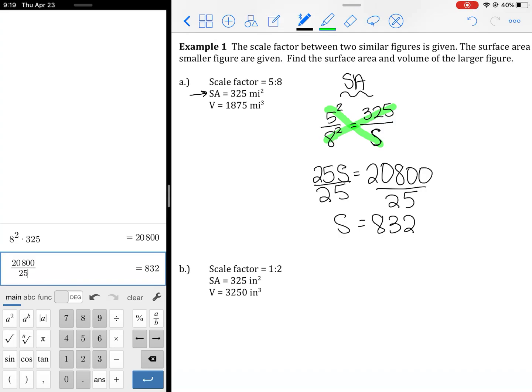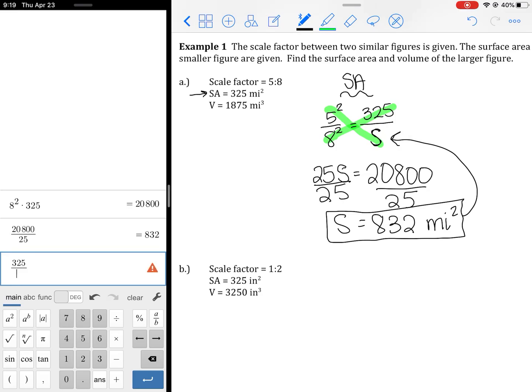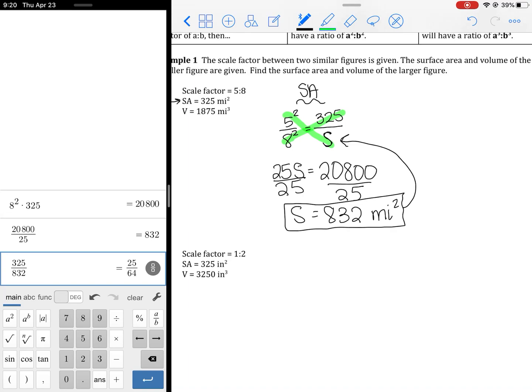Whenever I'm using this, I need to put my units with it. Since the surface area of the smaller figure was in square miles, this surface area is also going to be in square miles. To check it, one thing we can do is plug this back in for s and make sure that it has the correct ratio. It should have been my scale factor squared. So I'm going to do 325 over 832. If I do that, it gives it to me in a decimal, but I can turn it to a fraction. Is 25 5 squared? It is. Is 64 8 squared? It is. So it has the correct ratio.